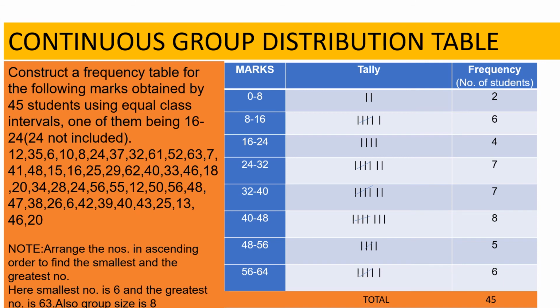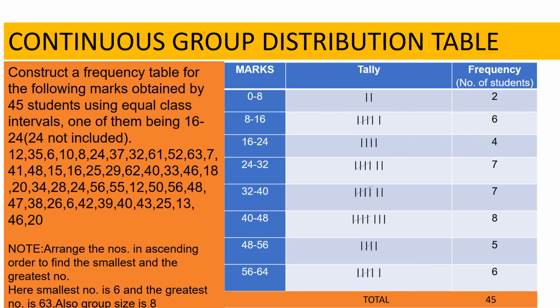Next comes 35. 35 lies between 30 to 40, so we will make the mark in front of 32 to 40. This process goes on. Finally, as I said earlier, add up all the frequencies and check whether you are getting 45. So in this way we make the continuous group distribution table.